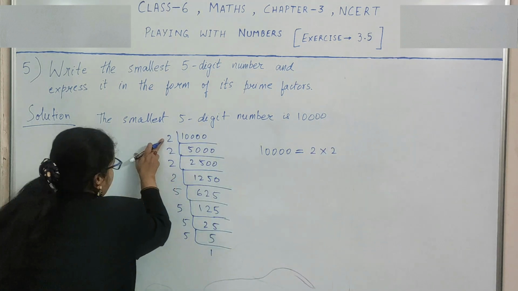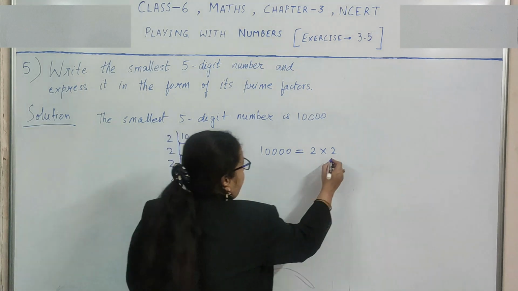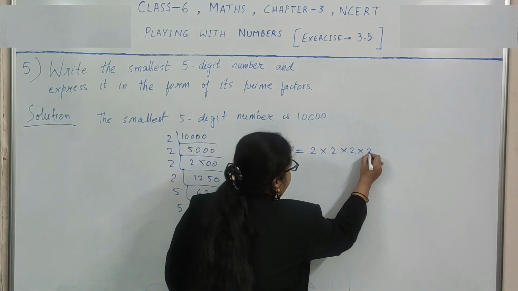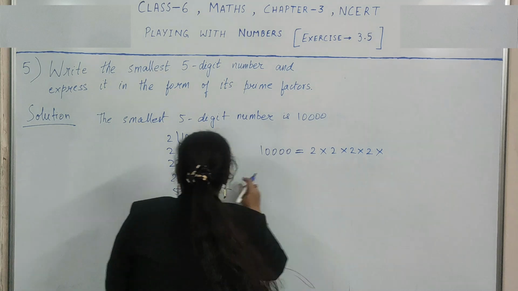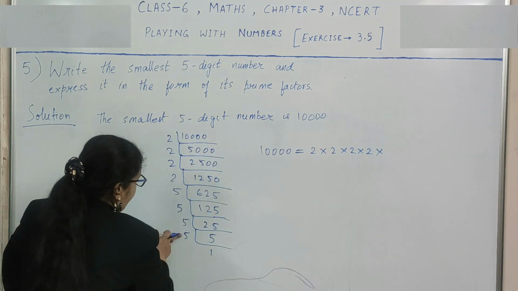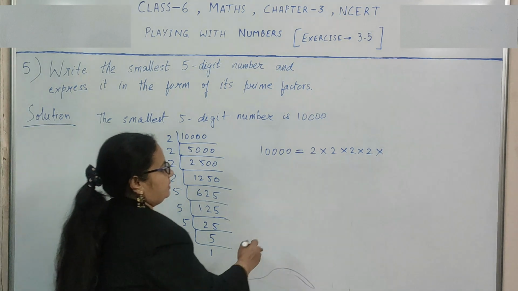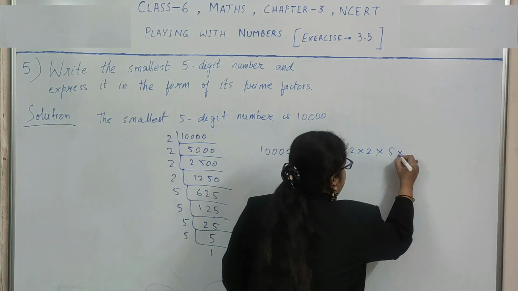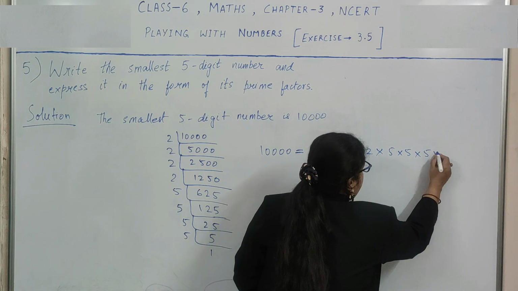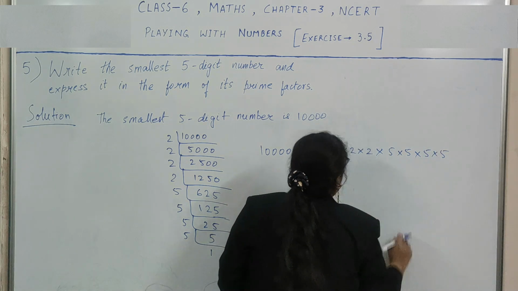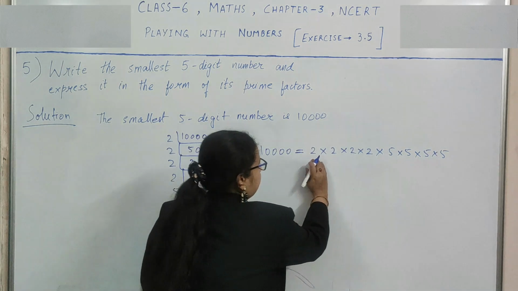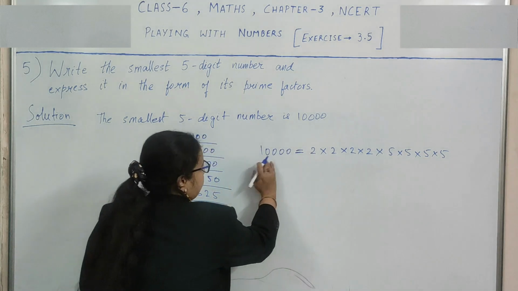So I will show you how. See, 2 is how many times? 1, 2, 3, 4. So we have to multiply 2 four times like that, and then we have 5 four times, 1, 2, 3, 4. So we will write 5 multiplied by 5 multiplied by 5 multiplied by 5. Okay, so you can check whether the product of these numbers gives this or not.